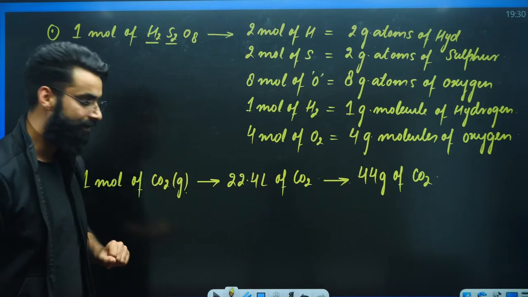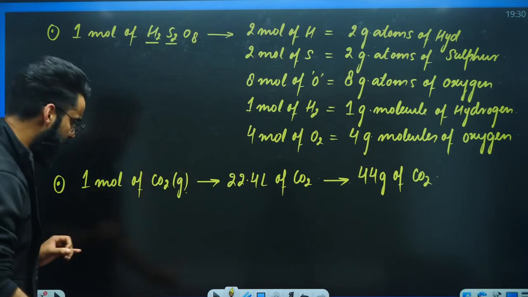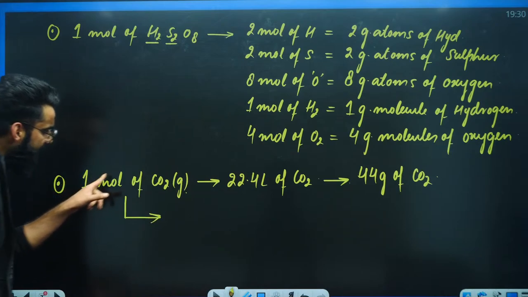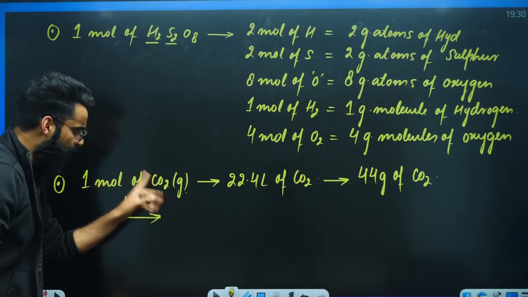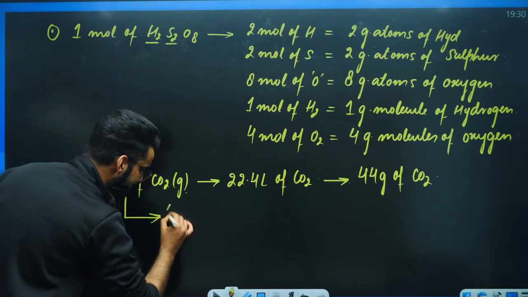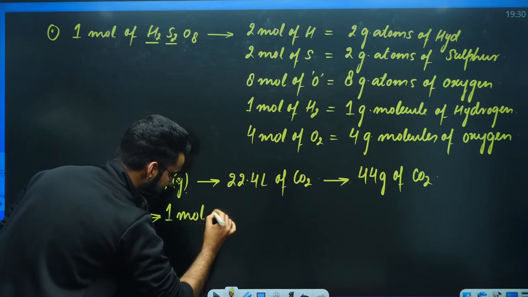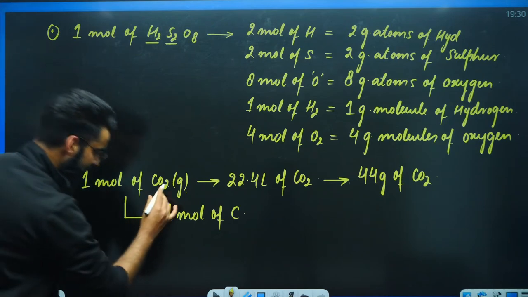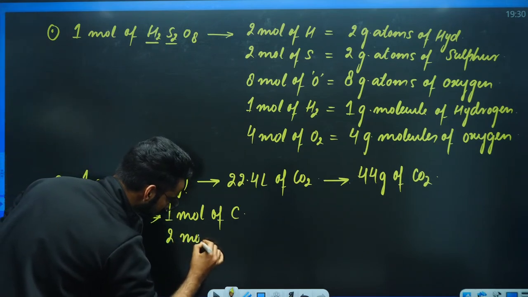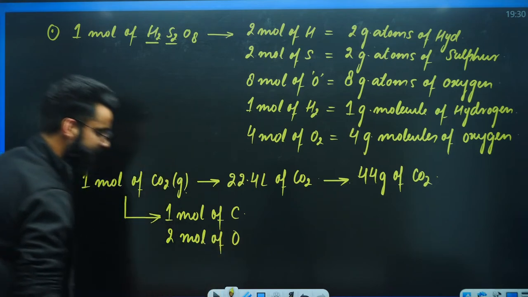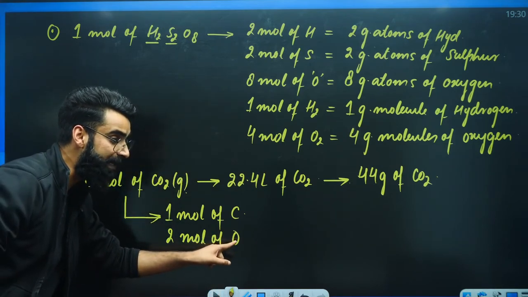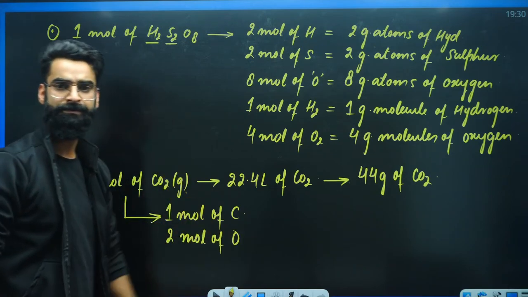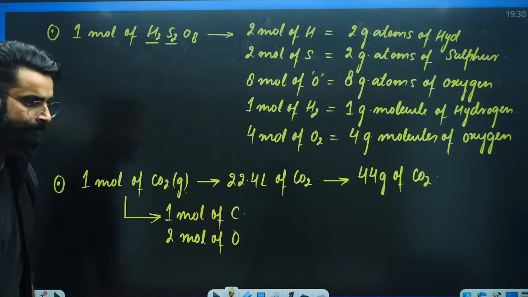Correct, dear students? Now, if it is clear, tell me one more thing. Can I say 1 mole of carbon dioxide contains 1 mole of carbon? Yes. It contains 2 moles of O as well. Oxygen here I have taken in atomic form. So instead of mole, you can write 2 gram atoms of oxygen.